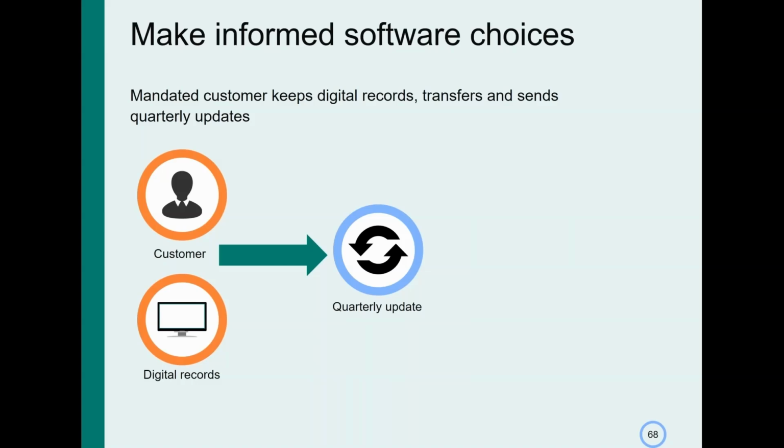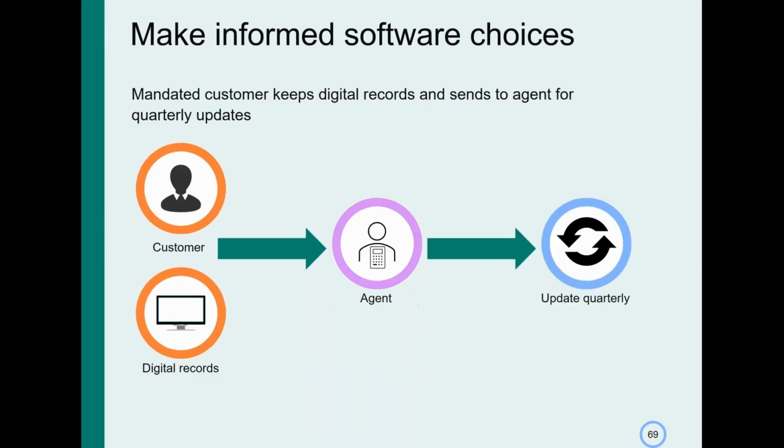In this example, the mandated customer is again creating the digital records in their own software, but they are sending the digital records via digital link to their agent to submit the quarterly update. This might be the case where the agent is choosing to carry out in-year adjustments at each quarter, such as disallowable expenses. The agent must also have compatible software.